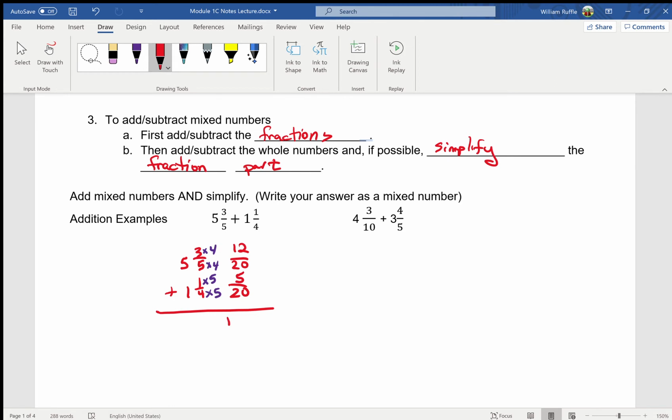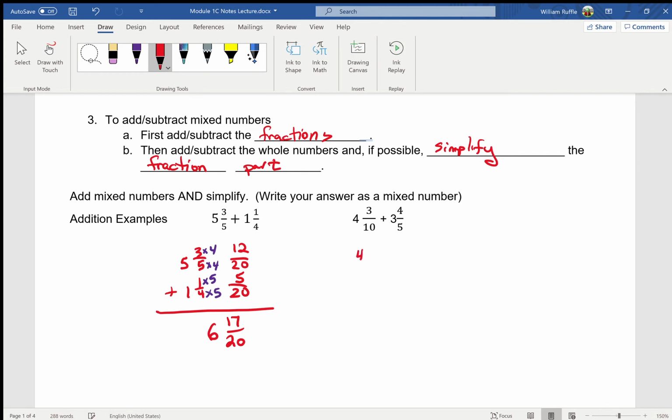12 plus 5 is 17 over 20. 5 plus 1 is 6. Now 17 over 20. 17 is a prime number. Only 17 goes into that, and 20 certainly is not divisible by that. So that would be my final answer here.